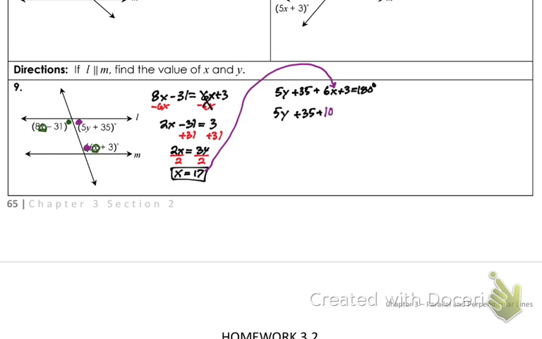So we now have 102 plus 3 equals 180. Let's simplify by combining all of that. So 5y plus 35 plus 102 would be 137, plus 3. What do we got? 5y plus 140 equals 180. Subtract 140 on both sides. 5y equals 40. Divide both sides by 5, and you have y equals 8.